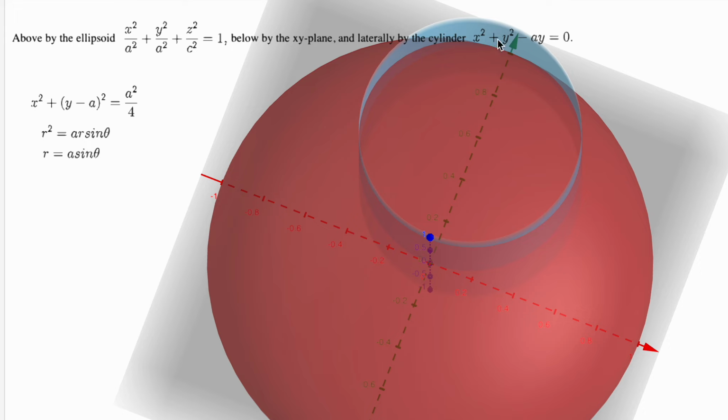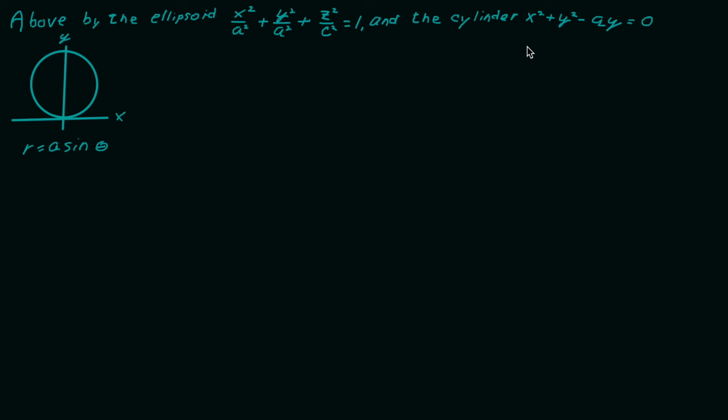You get this because x squared plus y squared equals r squared. You move this a y over to the other side of the equal sign and substitute r sine theta for y. That becomes a r sine theta. And then you just cancel out the r's from both sides to get r equals a sine theta. This area underneath the cylinder becomes r equals a sine theta in polar coordinates.